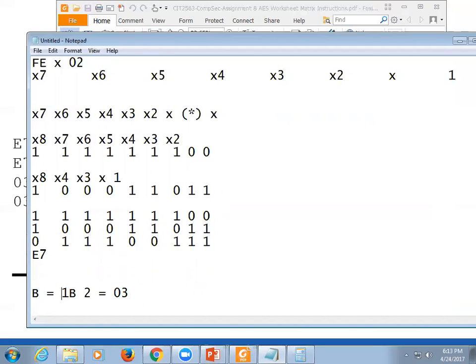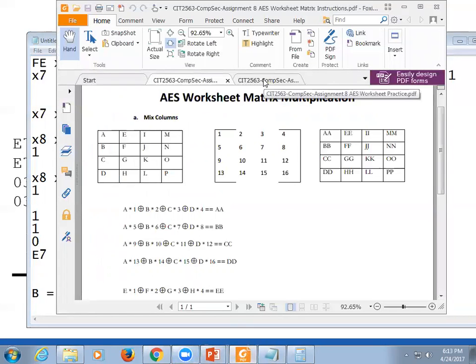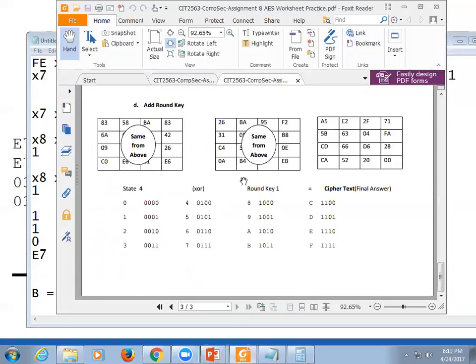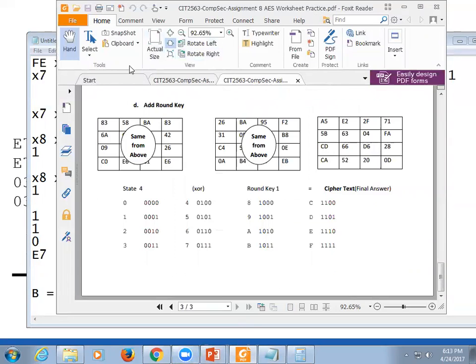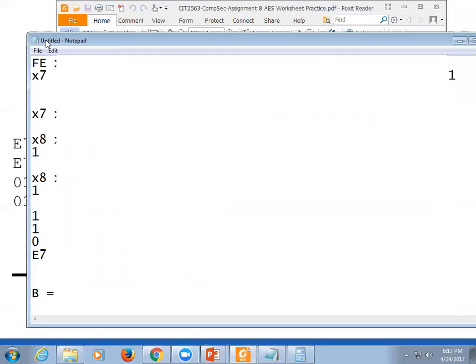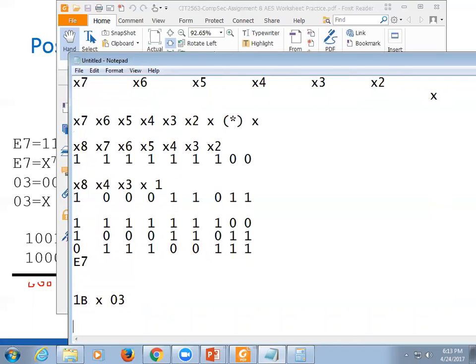I picked 1B, but 0, 2 is correct off the homework. Let's make sure. Yes. Yep, 0, 3, because that comes off that position. Okay. So let's do those two. So what is 1B times 03? That's what we need to do.